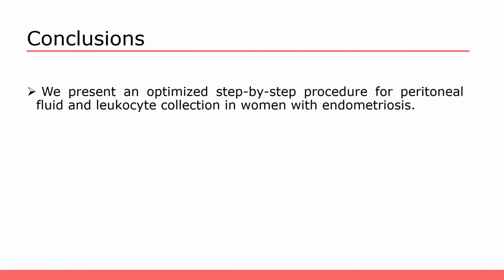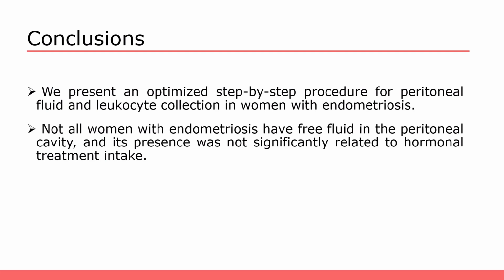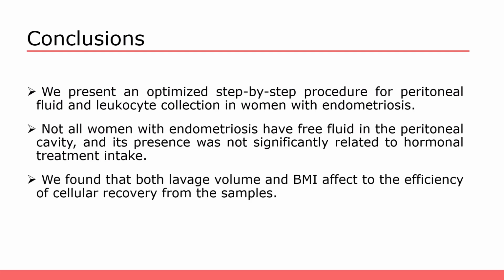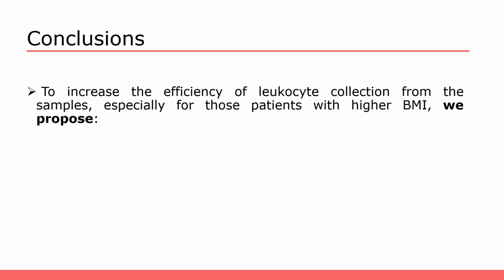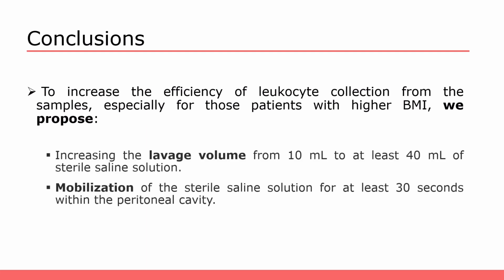We present an optimized step-by-step procedure for peritoneal fluid and leukocyte collection in women with endometriosis. Our results showed that not all women with endometriosis have free fluid in the peritoneal cavity, and its presence was not significantly related to hormonal treatment intake. We also found that both lavage volume and body mass index affect the efficiency of cellular recovery from the samples. For this reason, in order to increase the efficiency of leukocyte collection from the samples, especially for those patients with higher body mass index, we propose increasing the lavage volume from 10 milliliters to at least 40 milliliters of sterile saline solution, and its mobilization for at least 30 seconds within the peritoneal cavity.